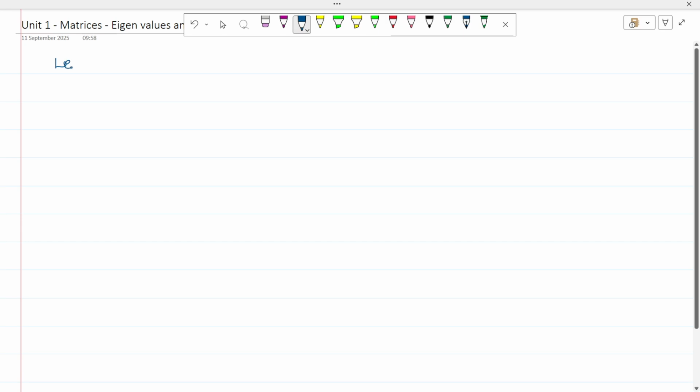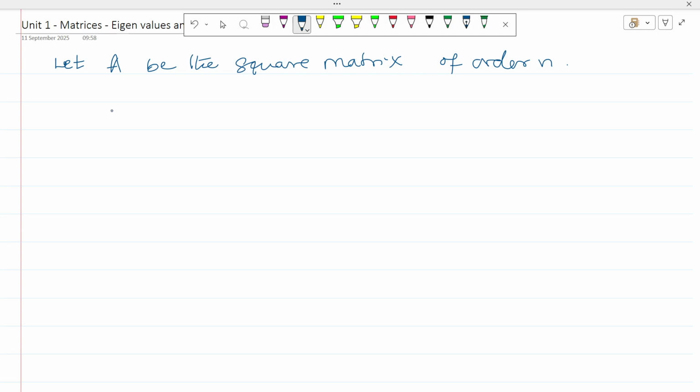Let A be the square matrix of order n, then X is the non-zero column vector. If any doubt is there, you can stop me in the middle and ask the doubt.